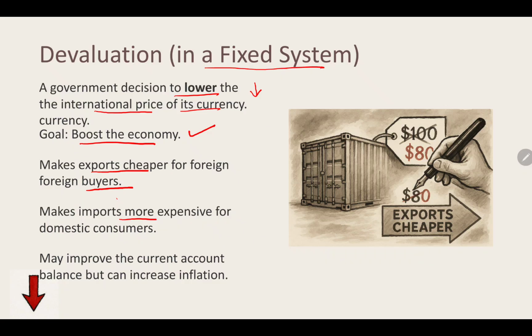People inside the country see that imported products are becoming expensive, so it helps infant industries to grow. So domestic consumption increases. It also improves the current account balance, but can increase inflation because it is boosting the economy. So the byproduct is inflation.